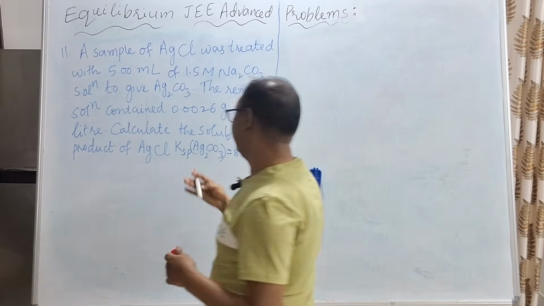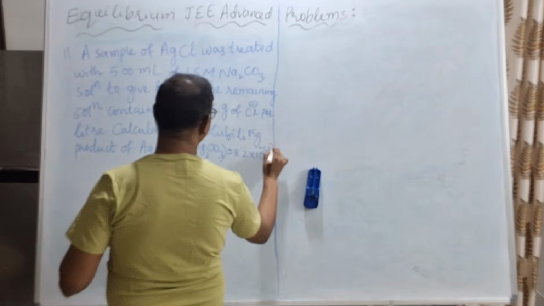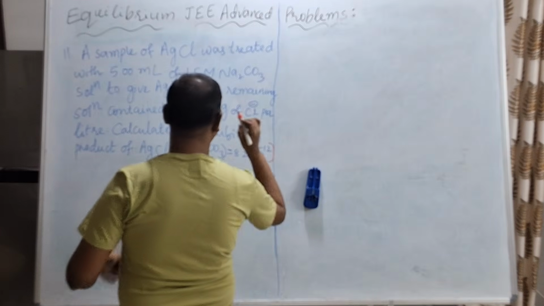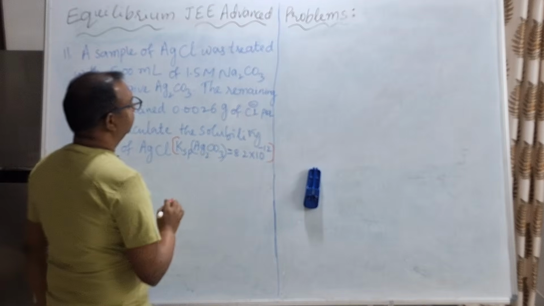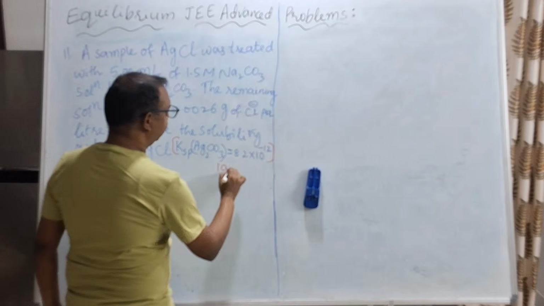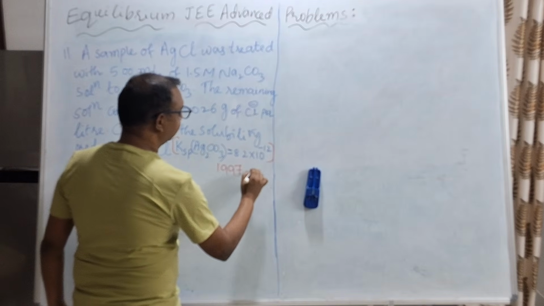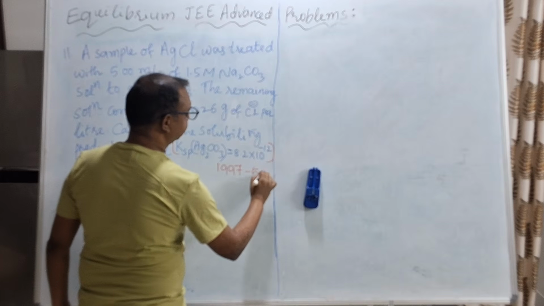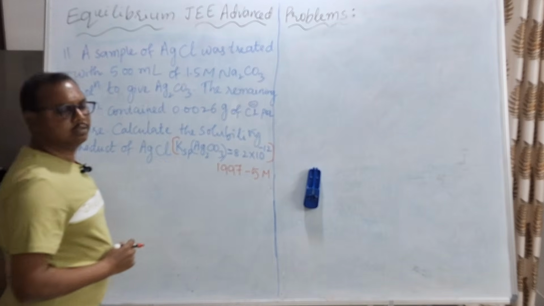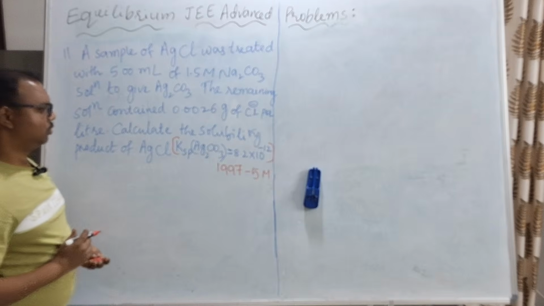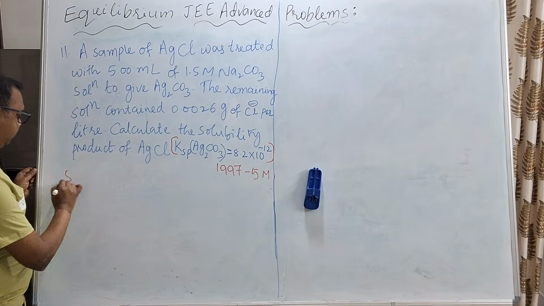The Ksp is given as 8.2 into 10 power minus 12. This was given in 1997 for 5 marks. How many marks question it is? It was given in 1997, a 5 marks question. Let us go through this.